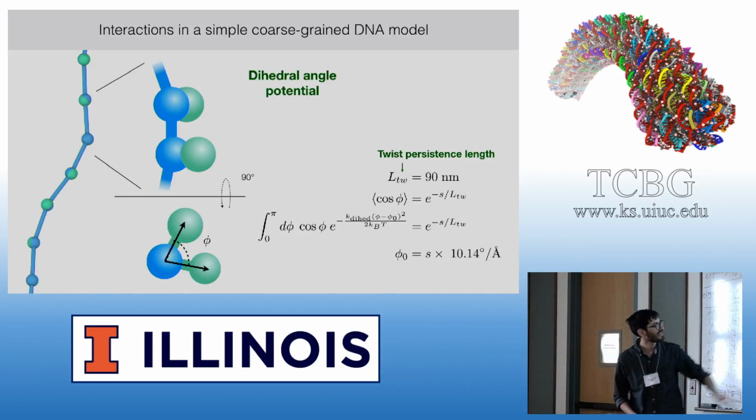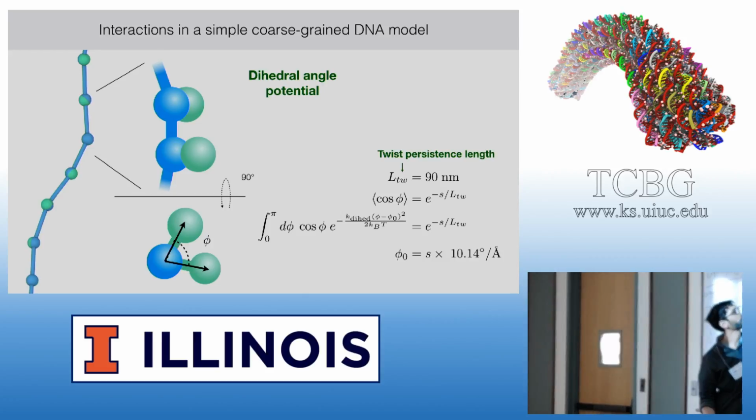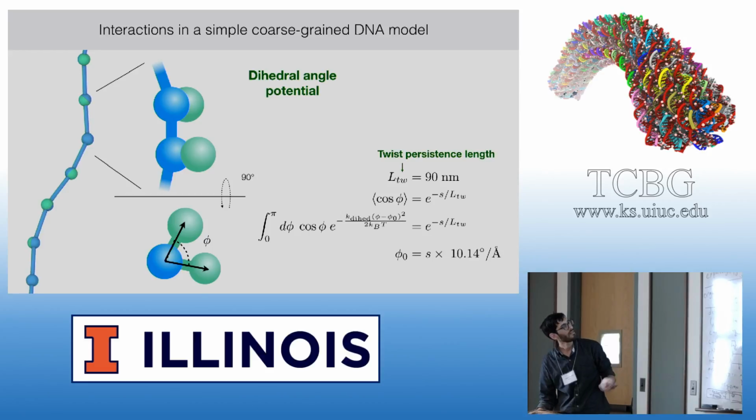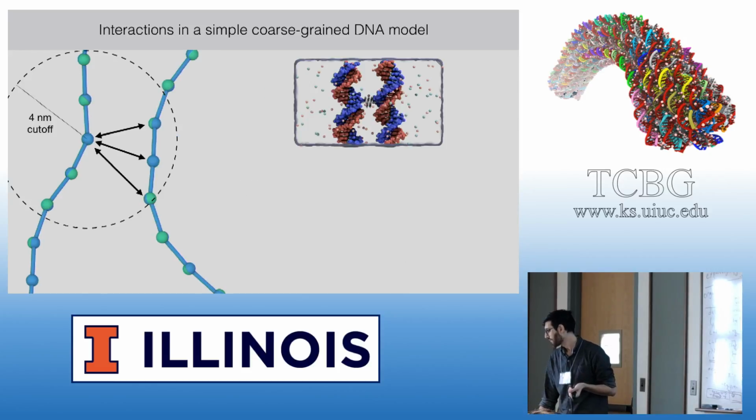I didn't introduce these green beads. These are orientation beads. They don't interact directly with anything except for their parent beads and with each other through a dihedral angle potential. So that's sort of like a twist about this bond. Okay, so that summarizes all of the bonded interactions in the model.